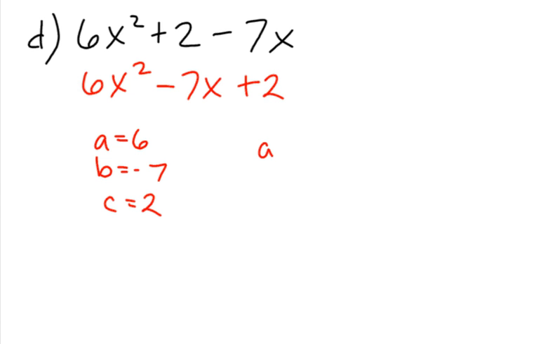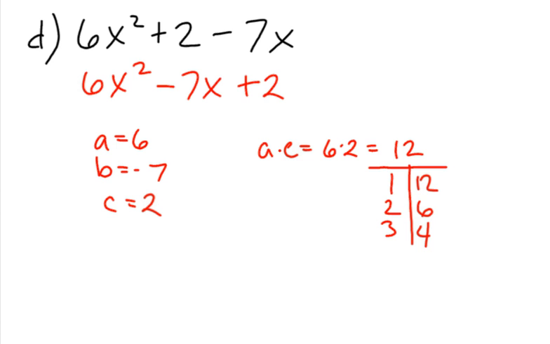So then a times c is 6 times 2, which is 12. And factor 12. So we have 1 and 12, 2 and 6, 3 and 4. Now notice I wanted a negative, but if you look at it, our 12 is positive. But the negative comes in when we have the b. The b is negative 7. So what that means is, remember, I want to multiply to get the a times c, but I want to add to get b, but b is negative. So how do I add to make a negative number, but multiply to get a positive number?